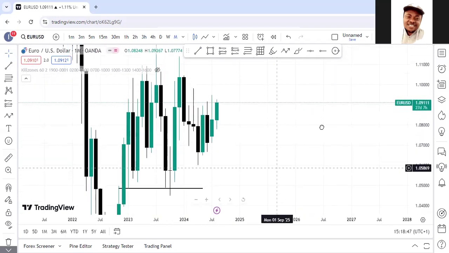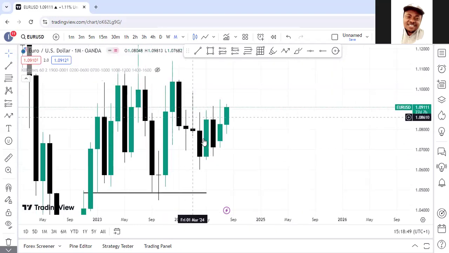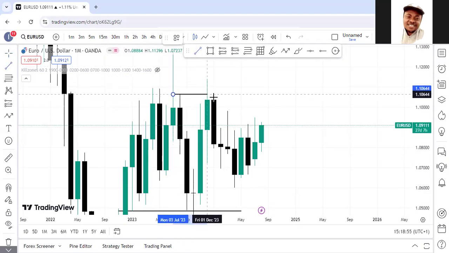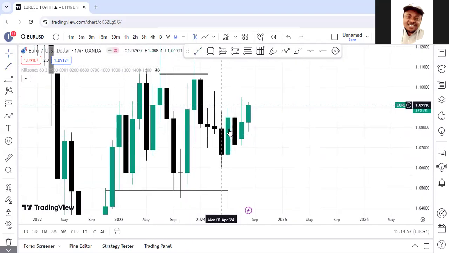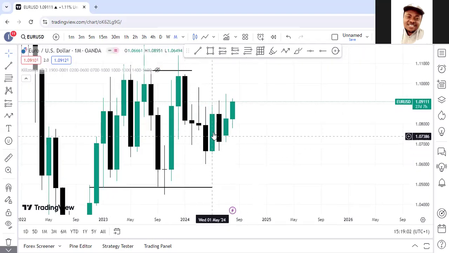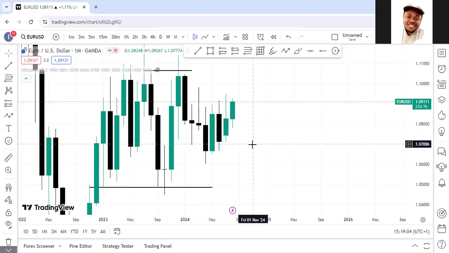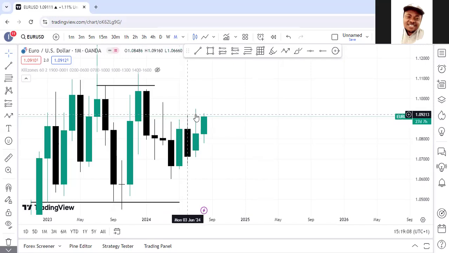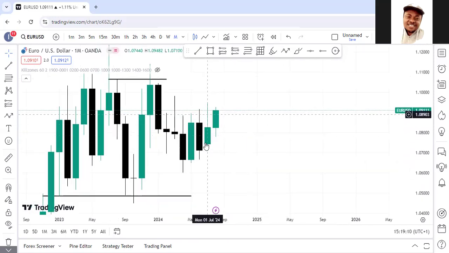Now, after this displacement to the upside, we see price traded back into that internal range after clearing this buy side liquidity resting above this candle. So we've seen price traded below, and then we have seen price giving us a bullish reaction. We have seen price taking out the highs of the previous month candles, which is telling us that we are now in an uptrend on the monthly time frame.